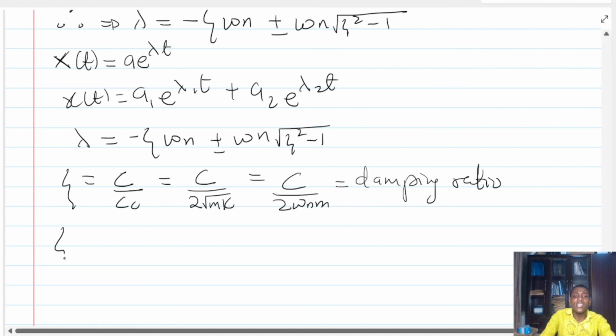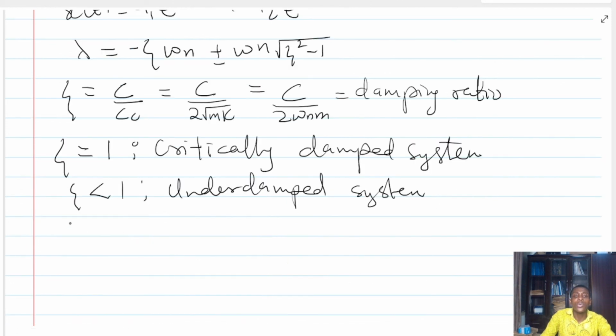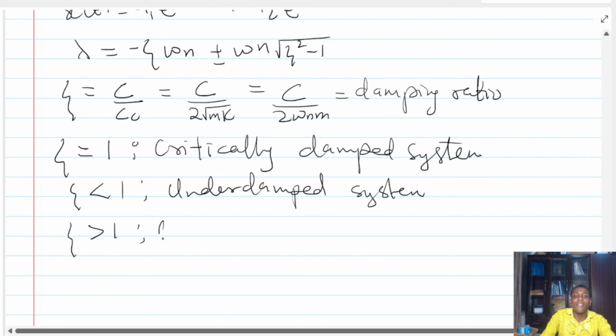Now what happens is that if this damping ratio is equal to 1, then we have what we call a critically damped system. And if our damping ratio is less than 1, then we have what we call an underdamped system. And then if our damping ratio is greater than 1, then we have an overdamped system.